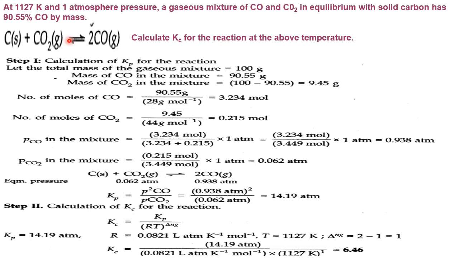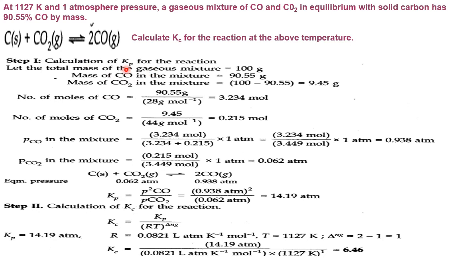What is Kp here? Kp is in terms of partial pressure of the products and the reactants. So again we require the partial pressure. First we'll calculate the partial pressure, then we will go to the Kp, and at the end we go for the Kc. So this is our route.